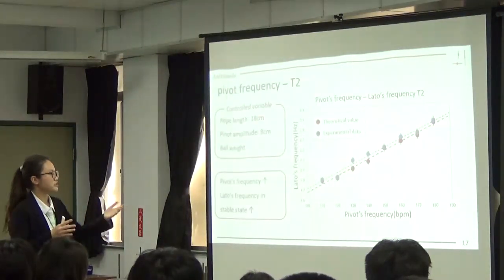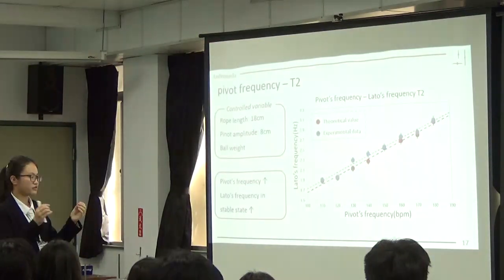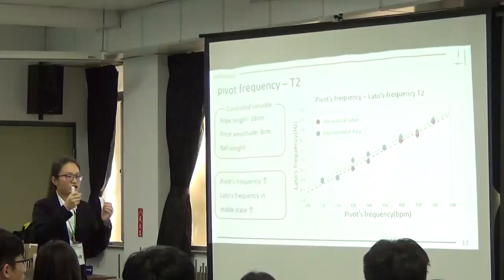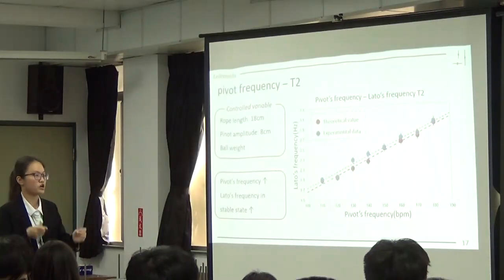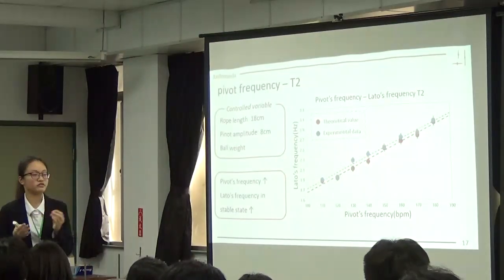And I believe the reason for this is that when it is still in the amplitude increasing state, it is really unstable. So it will also affect how the hands move. So I think that is the reason that causes the difference between theoretical and experimental data.